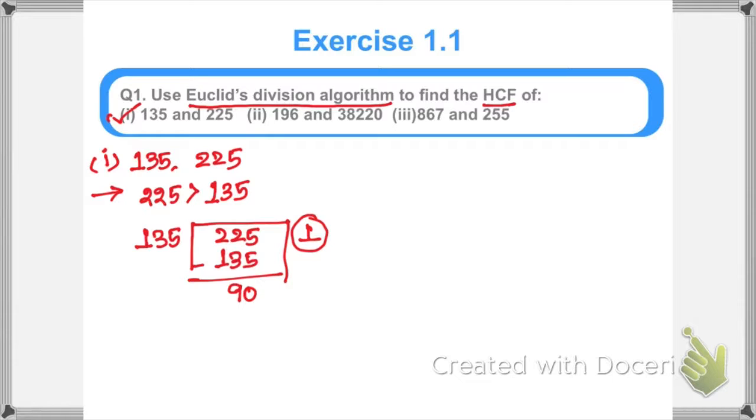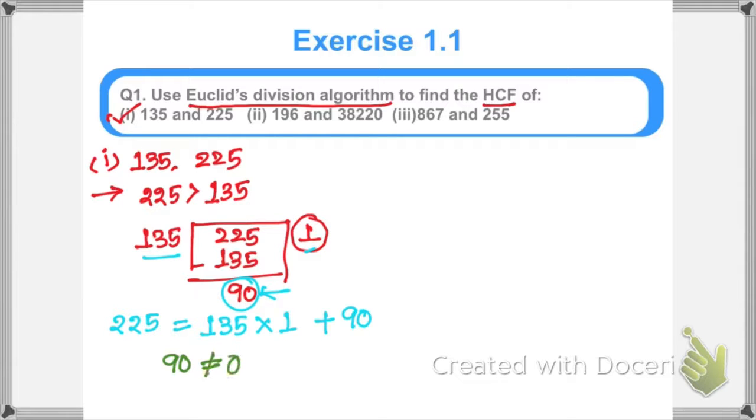So you can write, as we know, dividend is equals to divisor into quotient plus remainder. So 225 will be equals to, divisor is 135 into quotient is 1 plus your remainder over here is 90. Okay, since the remainder, that is 90, is not equals to 0, we need to move further.